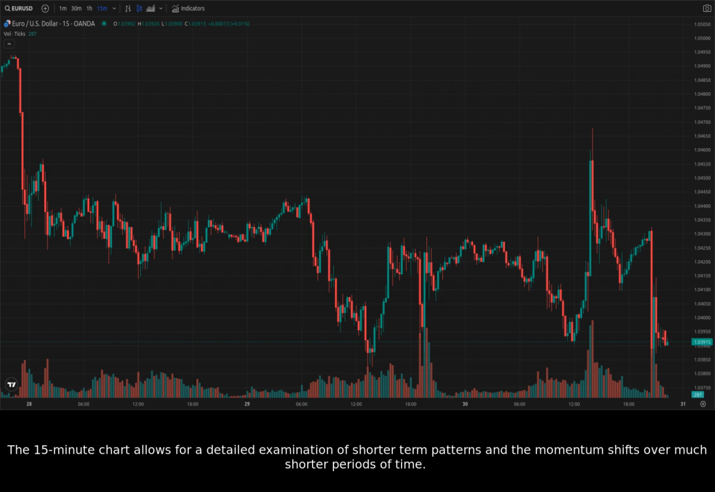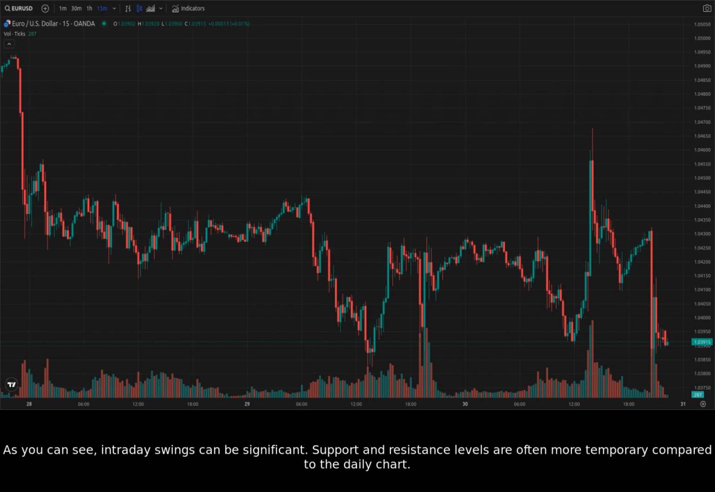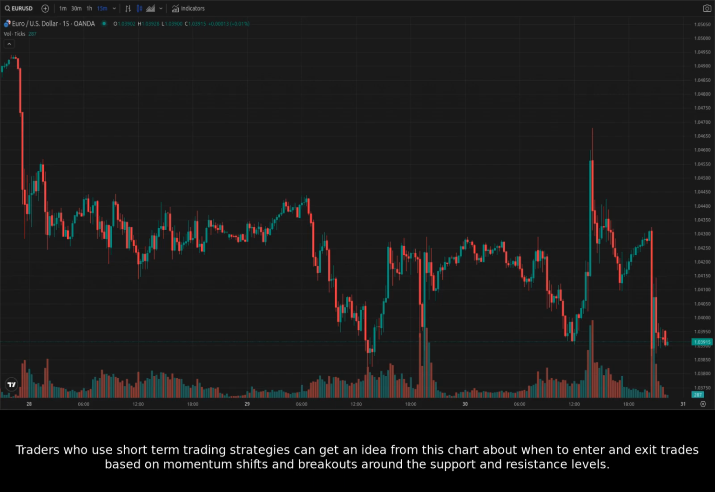The 15-minute chart allows for a detailed examination of shorter-term patterns and the momentum shifts over much shorter periods of time. As you can see, intraday swings can be significant. Support and resistance levels are often more temporary compared to the daily chart. Traders who use short-term trading strategies can get an idea from this chart about when to enter and exit trades based on momentum shifts and breakouts around the support and resistance levels.